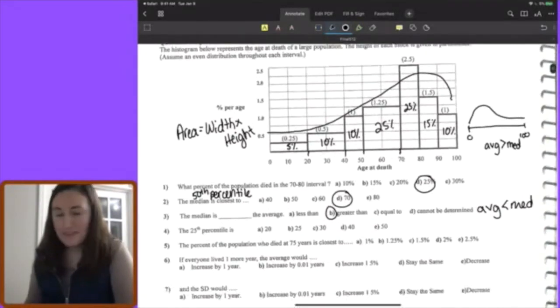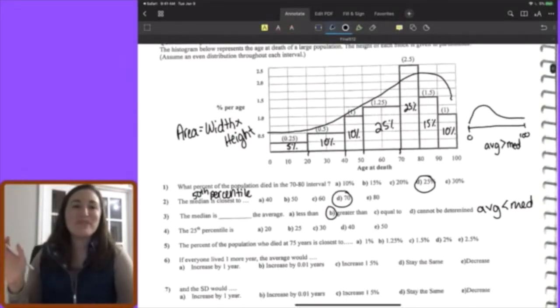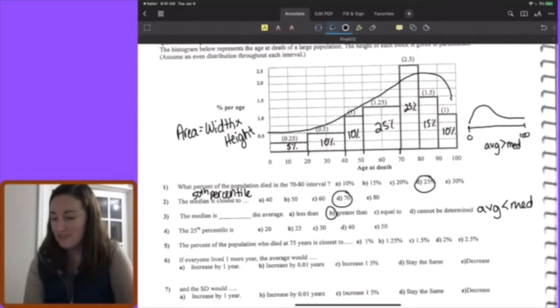All right, 25th percentile. Percentile, remember, is the area to the left of whatever that value is. So the 25th percentile in this case would be 50, because right at 50, I have 10 plus 10 plus 5. I have 25% of the data to the left.